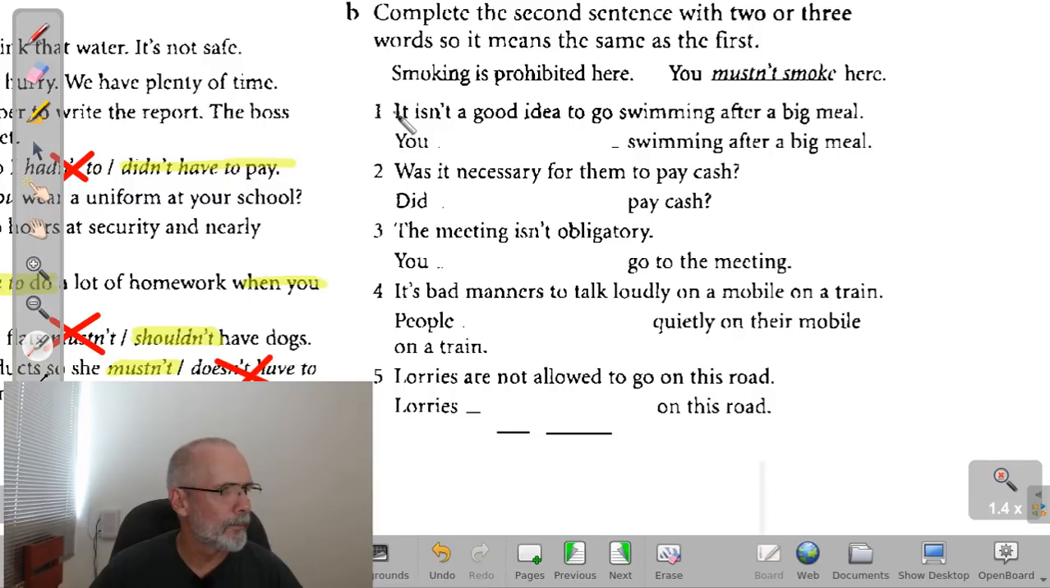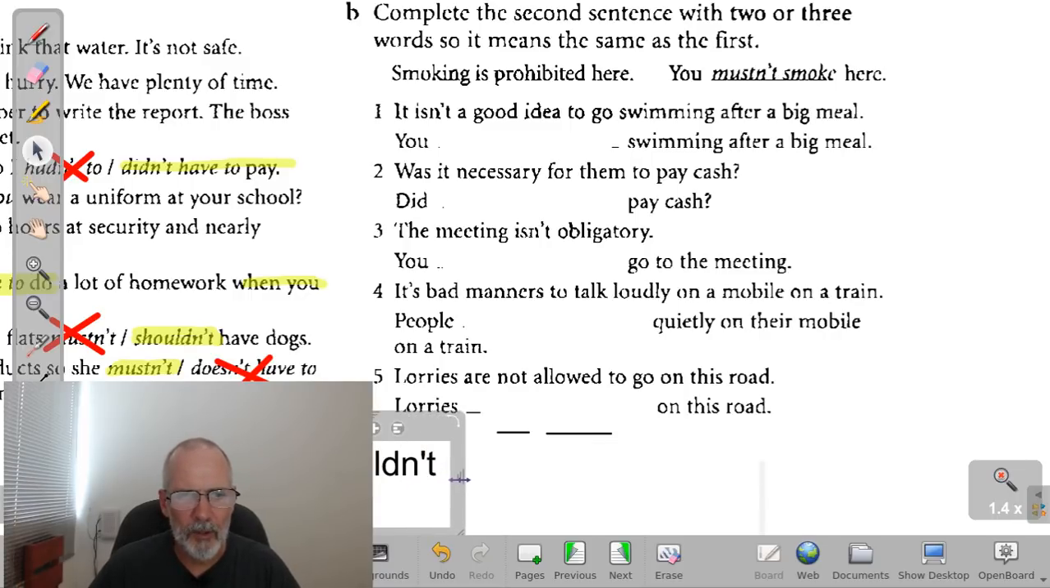Number 1 is a recommendation. It isn't a good idea to go swimming after a big meal. Can anybody tell me how I can say the same thing using some of the language we've seen today? And Rennie Kanya already has the answer. Yeah, the answer is you shouldn't. You shouldn't go swimming after a big meal.